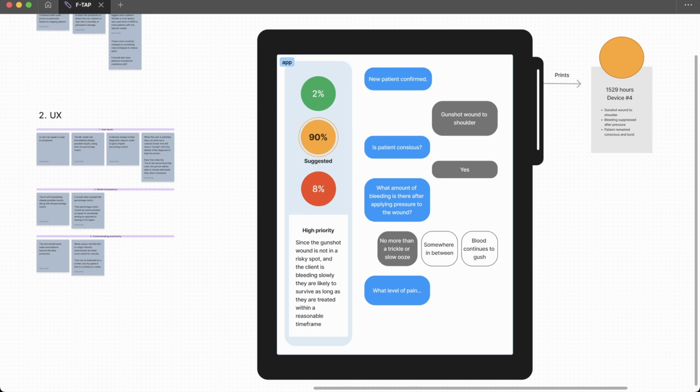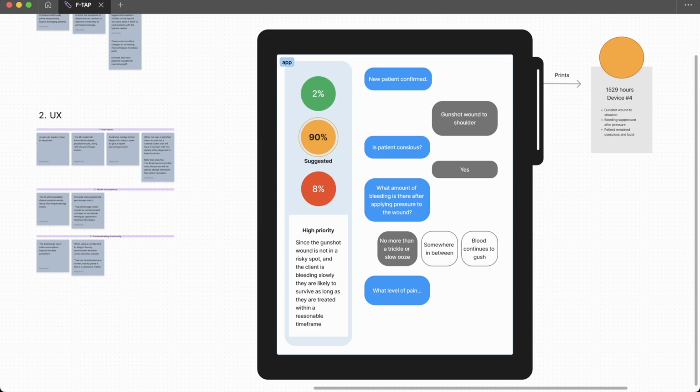The platform would also need to indicate why the level of severity was chosen. So in this case, it says the gunshot wound, not in as risky of a spot. The client is bleeding slowly, but as long as they're treated within a reasonable time frame, they're likely to survive. So hopefully by getting this information really quickly and providing a really simple actionable step, that will help staff who don't have as much medical training, if any, to do this role, freeing up medical staff to treat patients and provide healing.